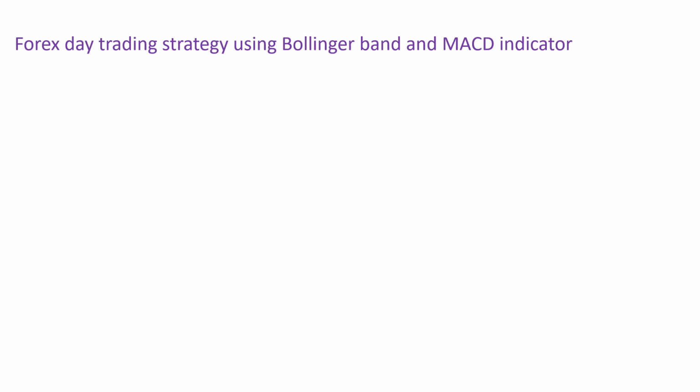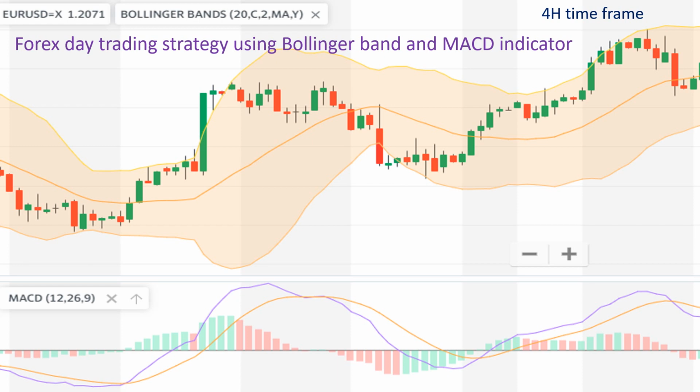Forex day trading strategy using Bollinger Band and MACD indicator. This is the price trend, EUR/USD pair, 4H time frame. I installed the MACD indicator with 12, 26, 9 parameters, as you see here. And this is the MACD indicator. I also drew trend lines which connect the important points between the MACD indicator and the Bollinger Band.